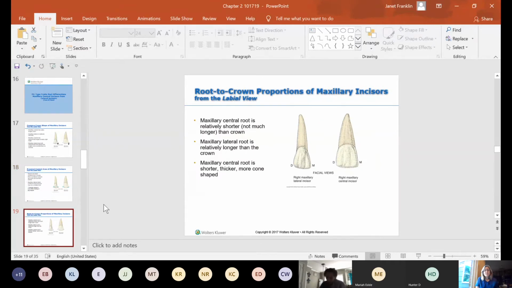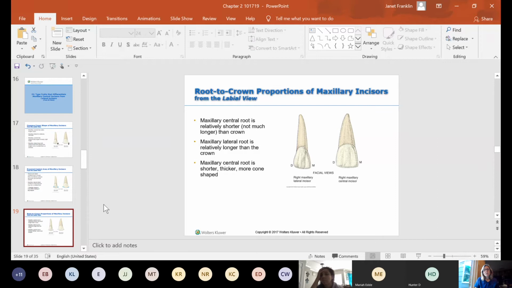Your maxillary central incisor root is relatively shorter than the crown. That's kind of worded funny. The root is still longer than the crown, but the crown is closer to the same size. The lateral, the crown and the root are a lot different in size, and you can kind of see that in that picture. The crown of the lateral compared to its own root is smaller than when you look at the crown of the central compared to its own root.